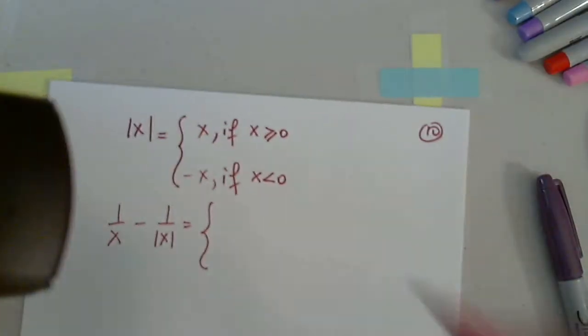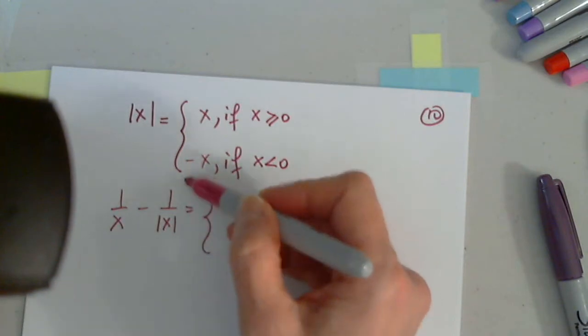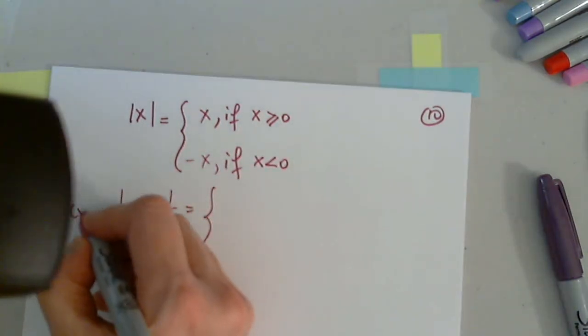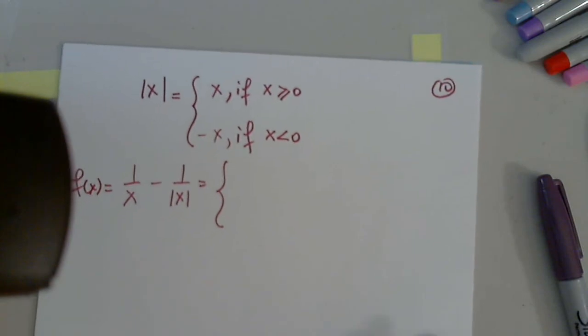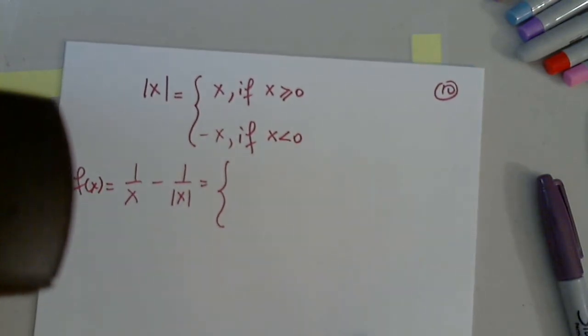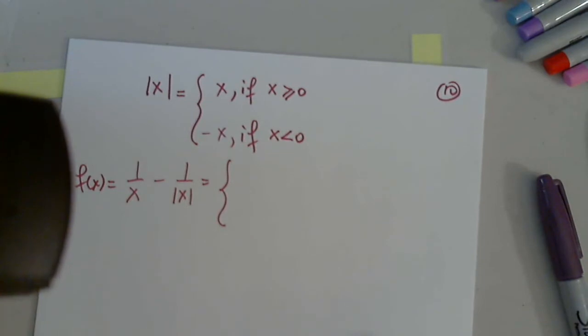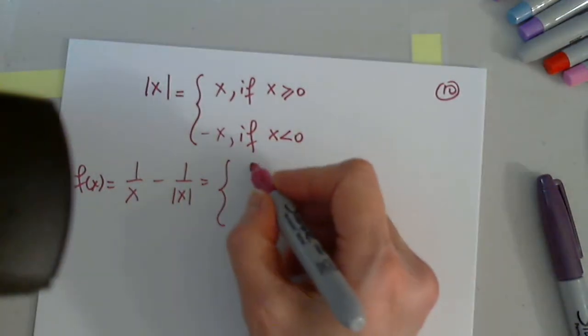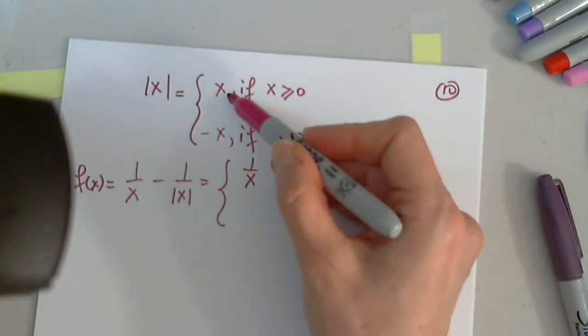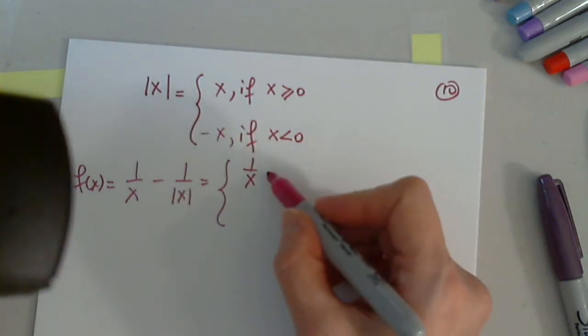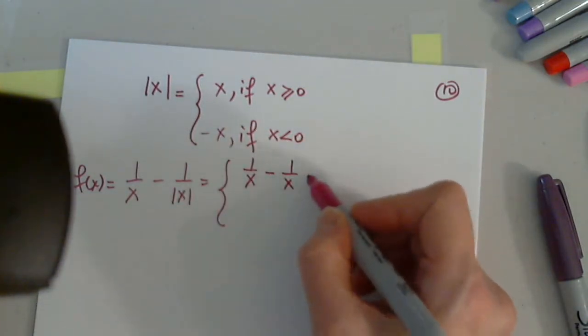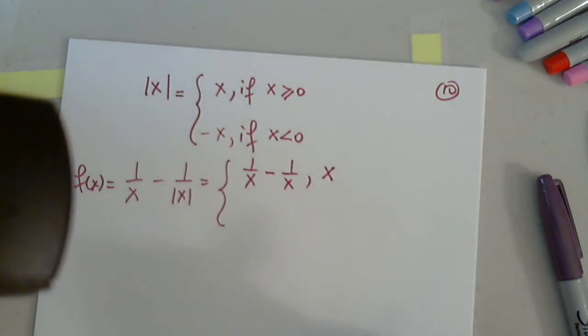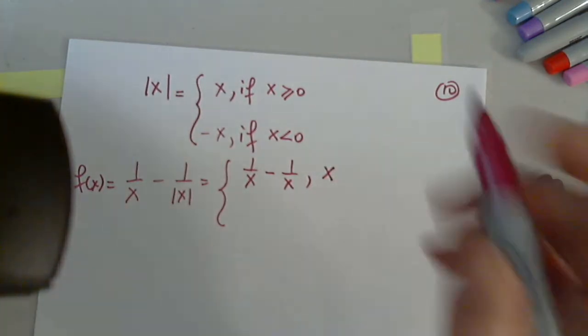Of course, if this piece has two options, then this entire function has two options. Can anyone give us the first option? Derek? The whole equation, like 1 over x minus 1 over negative x. So we're talking about the first one. I'm sorry, 1 over x minus 1 over x. Excellent. And then if what? If x is greater than or equal to 0.